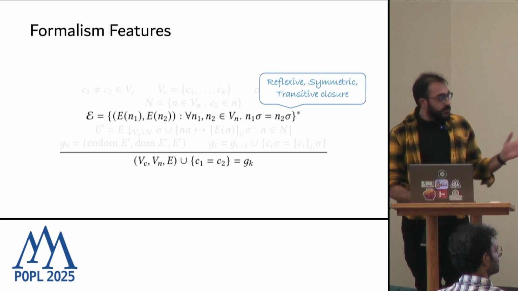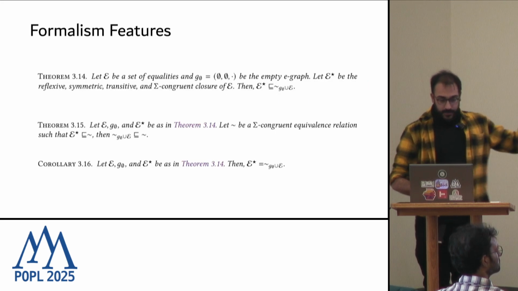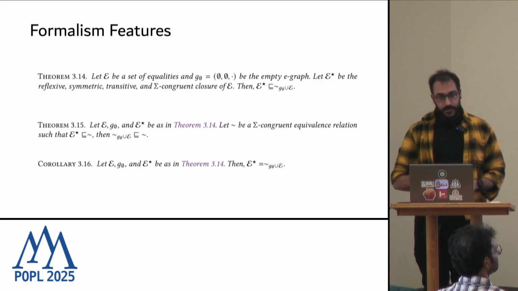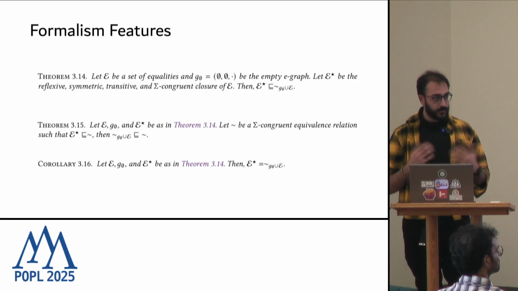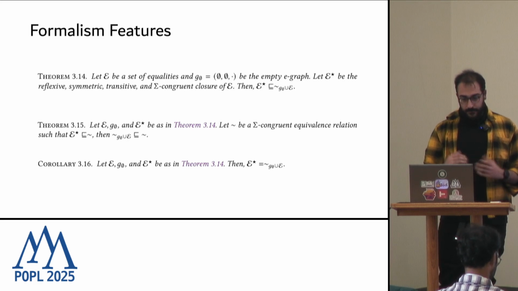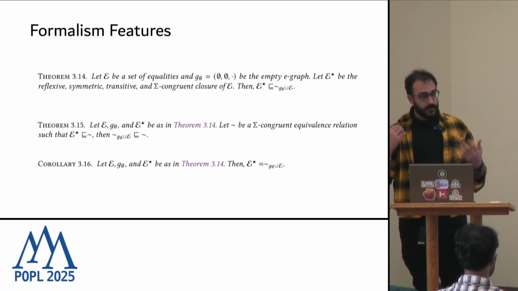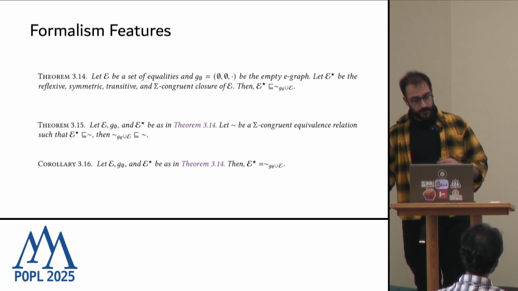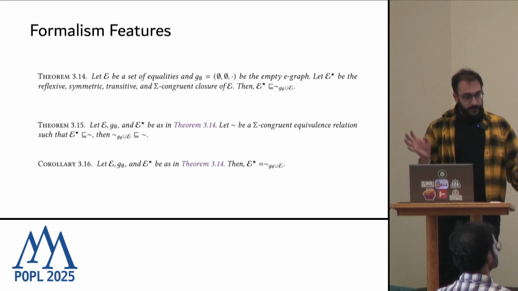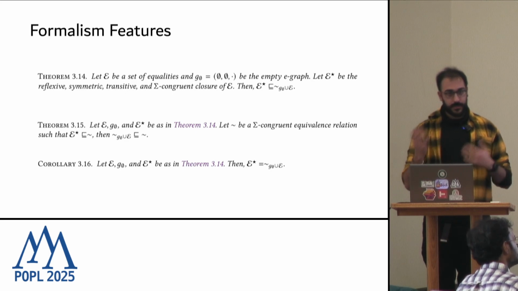And the last feature I want to show you is, again, how we did this correctness proof. What we did is that we showed that the E-graph is correct, that it generates the smallest reflexive, symmetric, transitive, and congruent closure of some set of equalities by essentially referring to the lattice of equivalences.